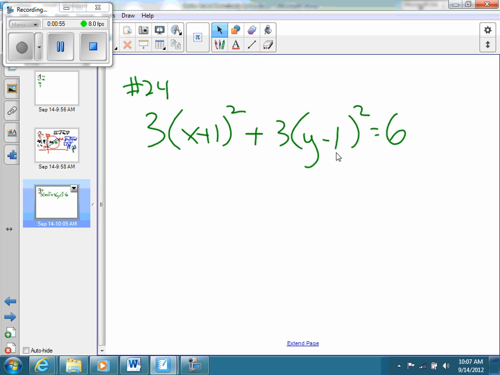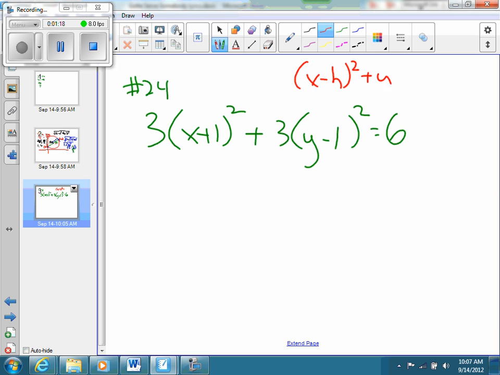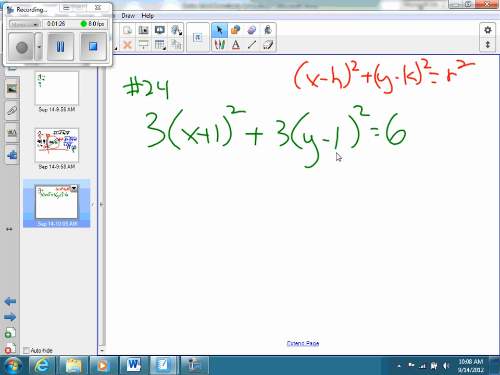I would like to have the standard form of the equation of a circle. Standard form of the equation of a circle, with the x's and y's, is (x minus h) squared plus (y minus k) squared equals r squared. So we have something here that looks kind of like that, but isn't quite like that. So I have to make this look like that.